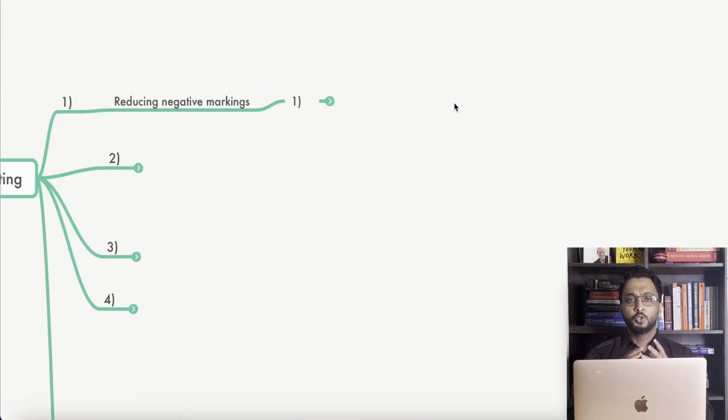So, the best way to reduce your negative markings is by what? Practicing more and more questions. Learning from your mistakes is the best way to reduce negative markings. For example, you did a test paper. Out of 240 questions, 50 questions you went wrong. Just imagine, 50 questions you went wrong.